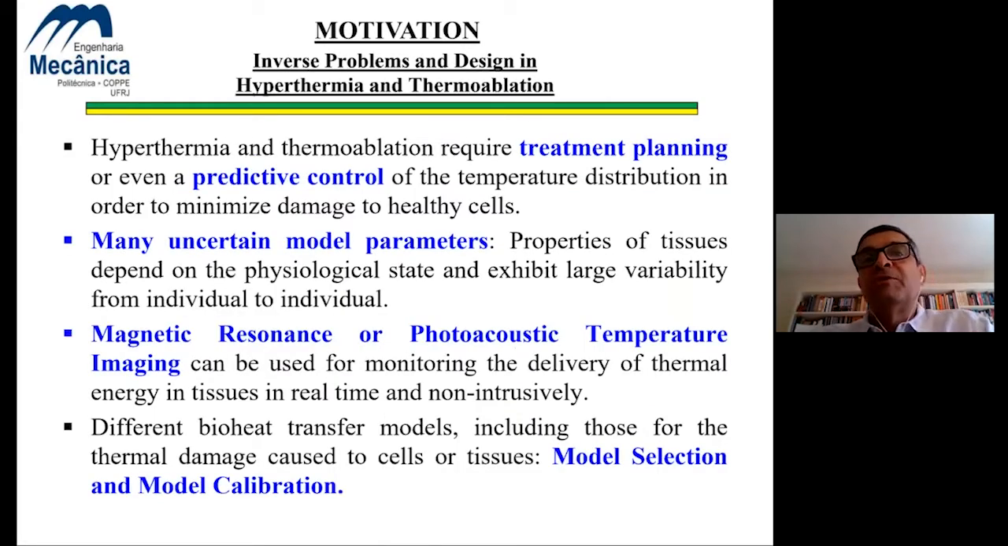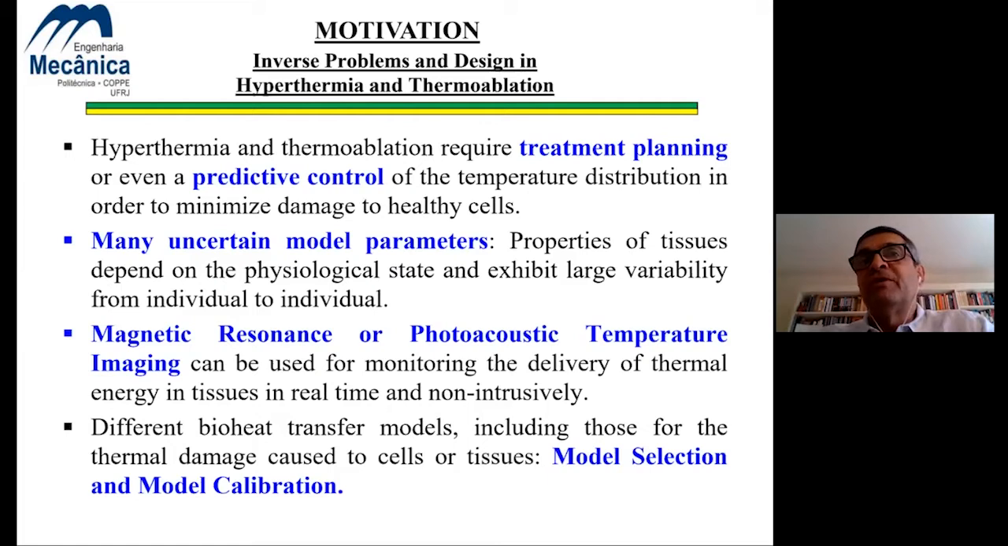But why are inverse problems important for the thermal treatment of cancer? And here I would also add inverse design problems. There are many reasons, and here I list some. Hyperthermia and thermoablation require treatment planning or even predictive control of the temperature distribution in order to concentrate damage to tumor cells, like any other cancer treatment. Therefore, mathematical models play an important role for the thermal treatment of cancer.